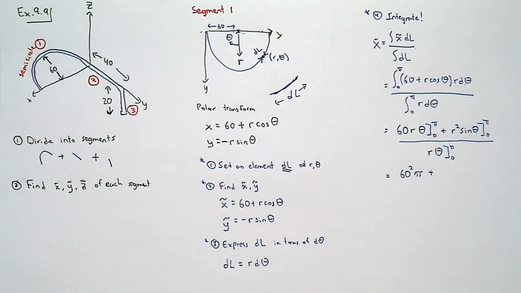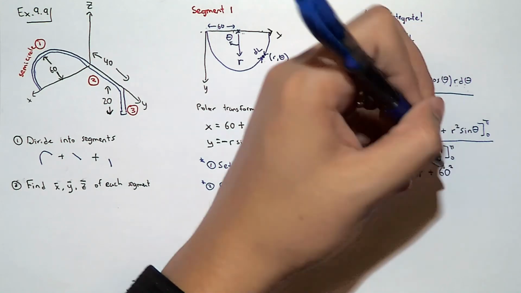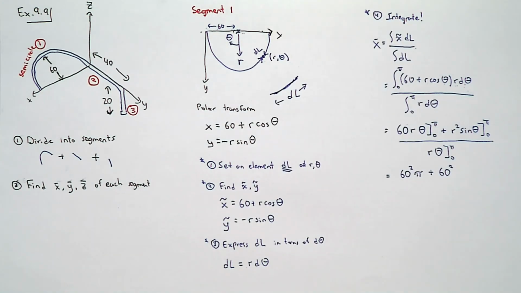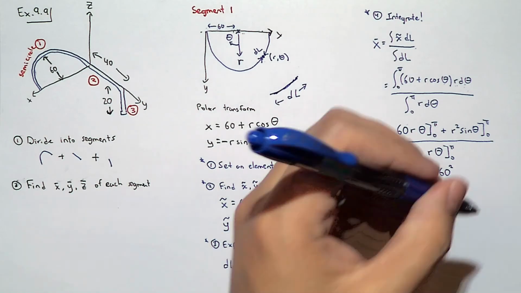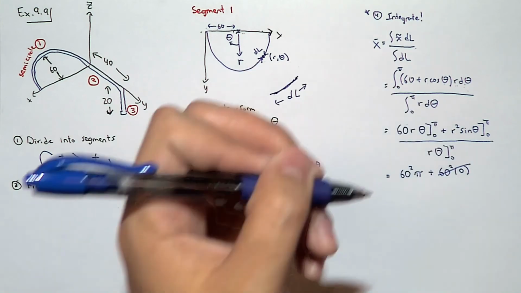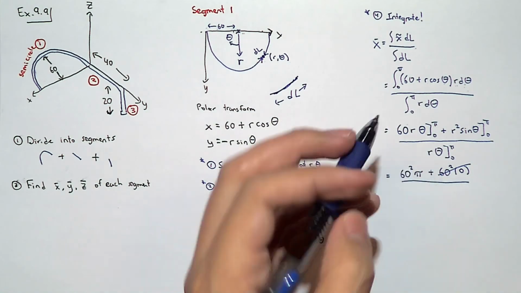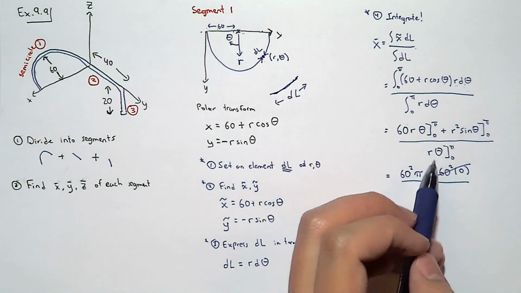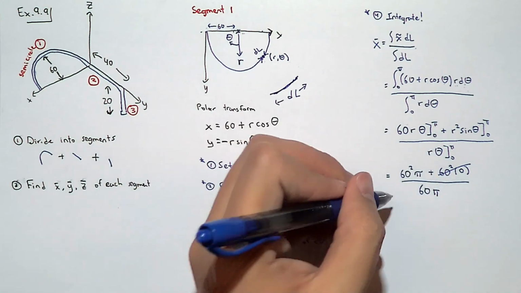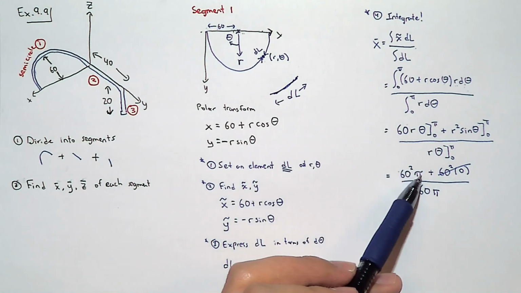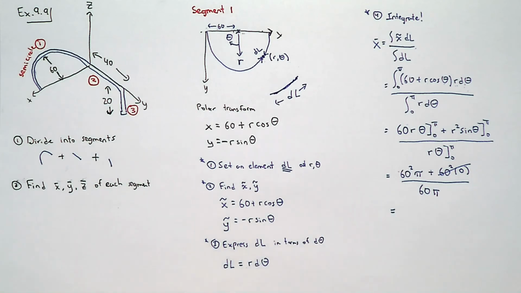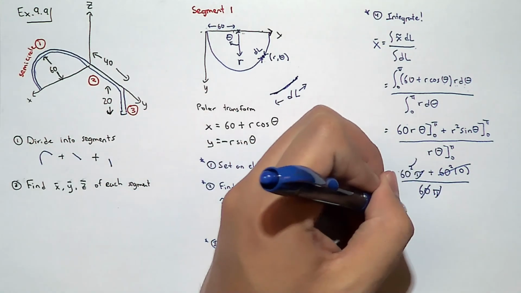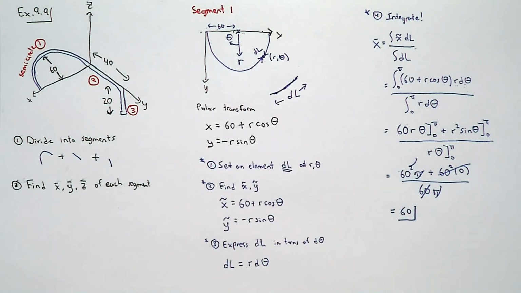Plus r squared. R is 60. So this is 60 squared, multiplied by sine theta evaluated from 0 to pi. So that's sine pi minus sine 0. What's sine of pi? 0. What's sine of 0? 0. Okay, so this is all multiplied by 0. And then divided by r, which is 60, times pi evaluated from 0 to pi. So that's pi, times theta evaluated from 0 to pi. So that's pi minus 0. So that's 60 pi. That leaves us with 60 squared times pi over 60 pi. How much is that? 60. Good. And we got our expected value.